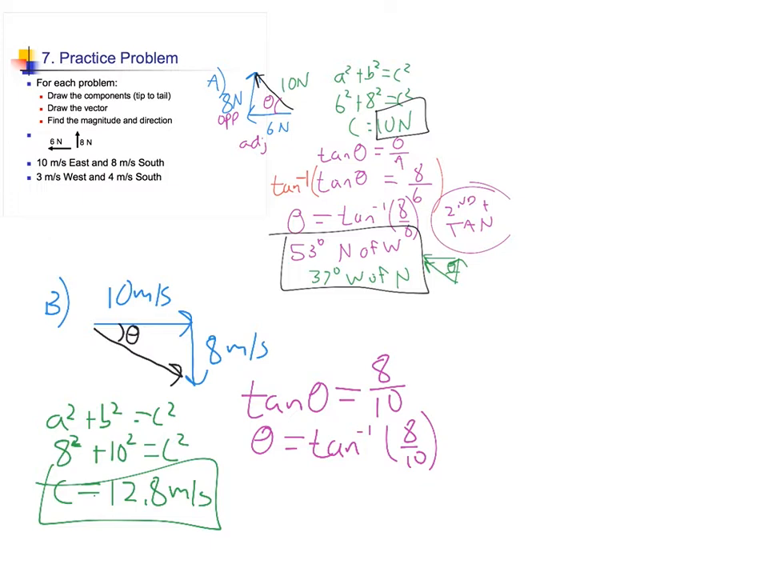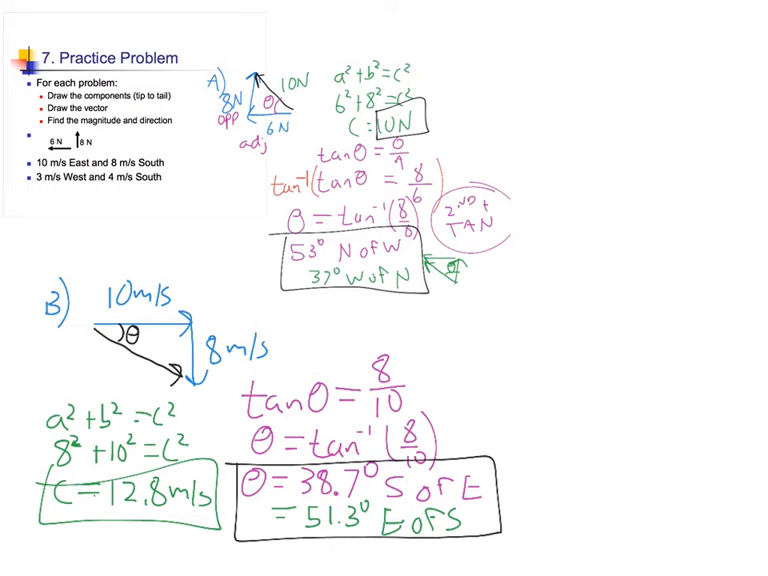And so I find that my angle here is going to be 38.7 degrees, and that's going to be south of east based on how I have it drawn. The other acceptable answer would be the complementary angle there, which would be 51.3 degrees east of south. So either one of those works for your angle.